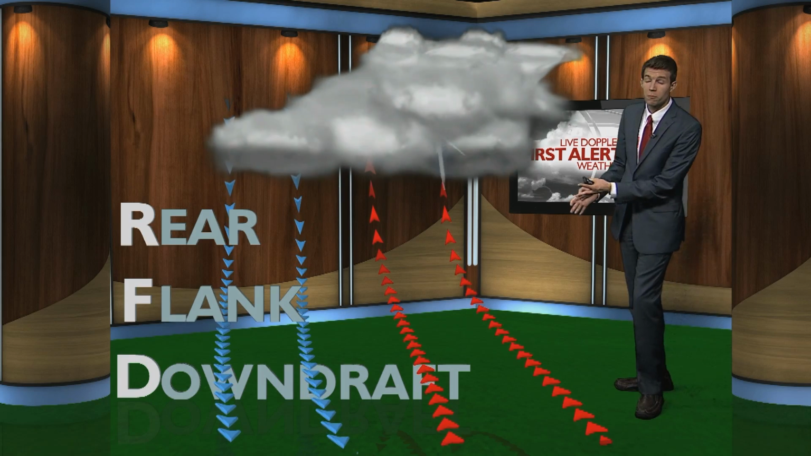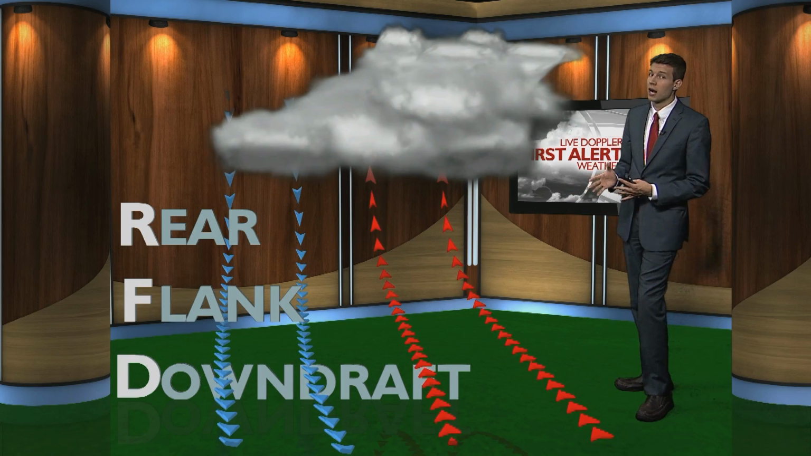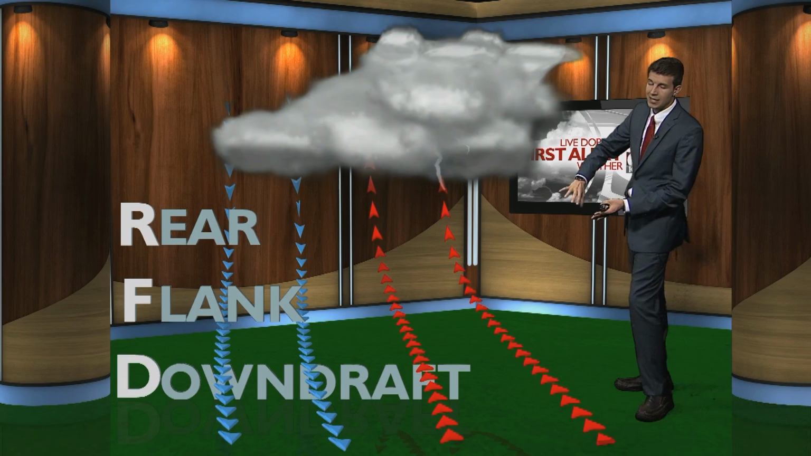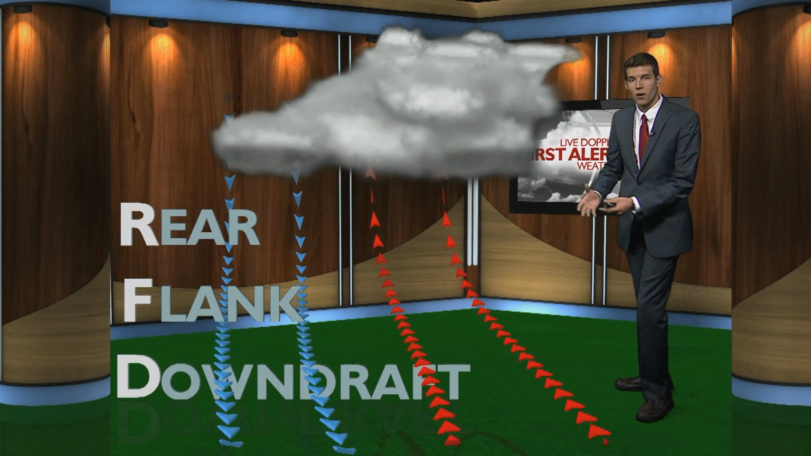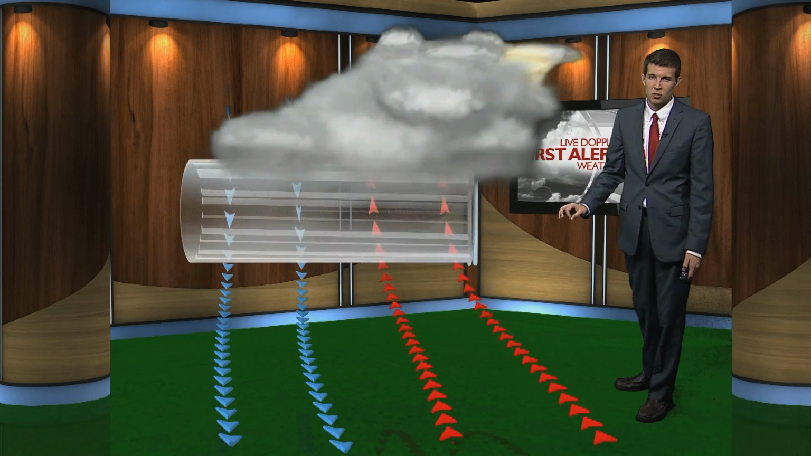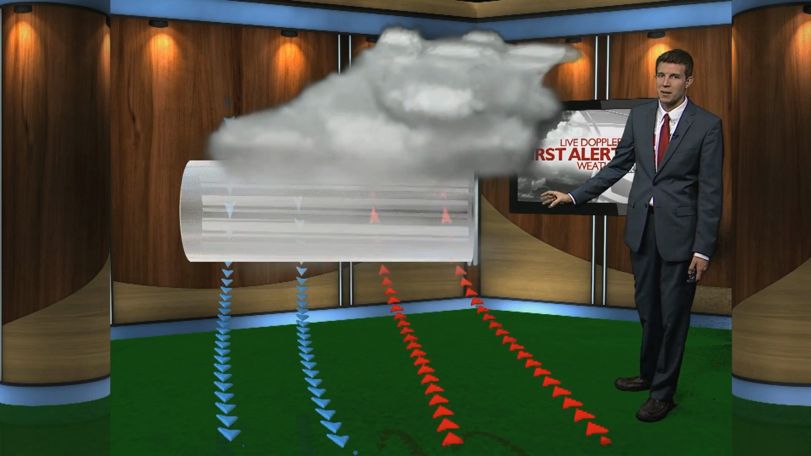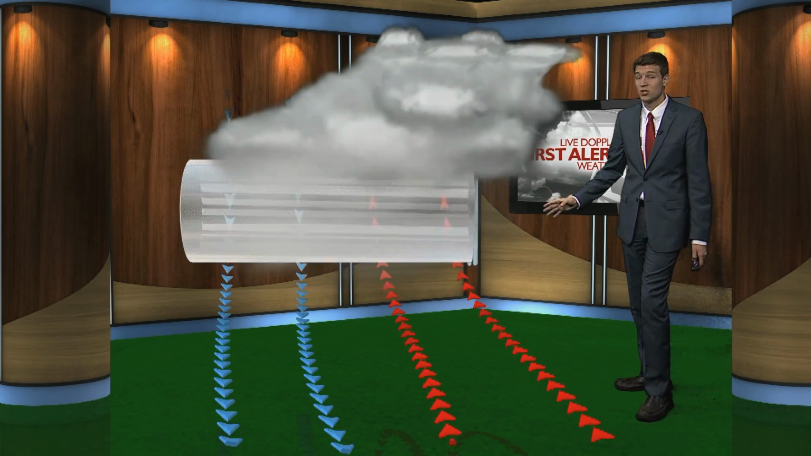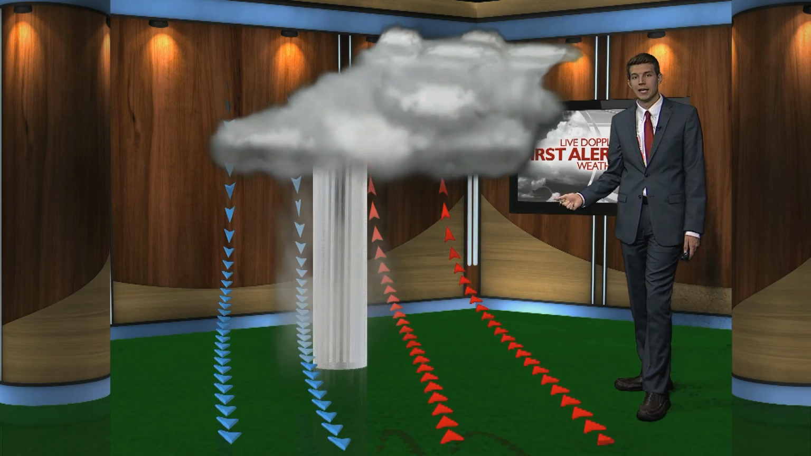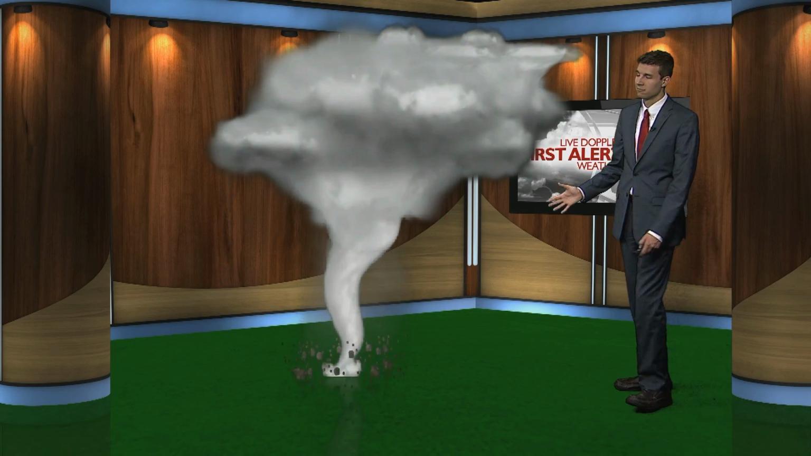And between the rear flank downdraft and our very strong updraft here, not only do we have a difference in wind direction, we also have a difference in temperature. So now if you remember that horizontal spinning tube of air, now it has just what it needs to be kicked vertically, and now that's what we know as a tornado.